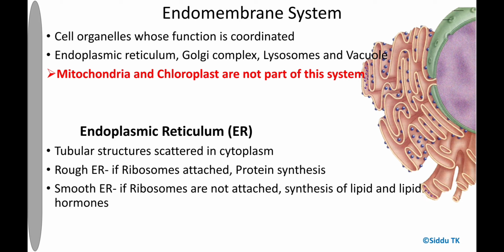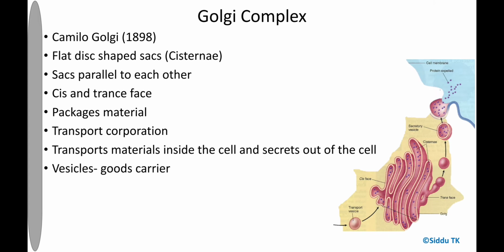Rough endoplasmic reticulum helps in creation of proteins. The smooth endoplasmic reticulum helps in creation of lipids and lipid hormones such as steroids. The proteins are synthesized in rough endoplasmic reticulum and sent to another organelle in an enclosed circle called a vesicle. This organelle is the Golgi apparatus or Golgi complex.